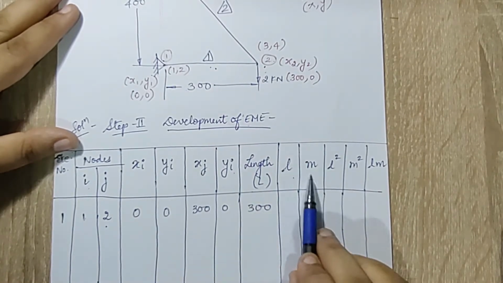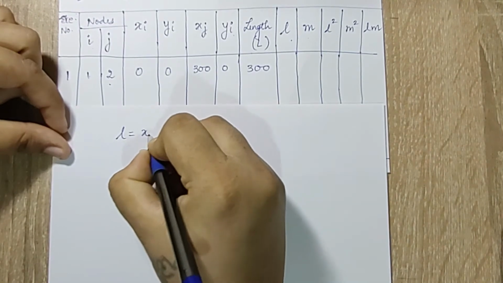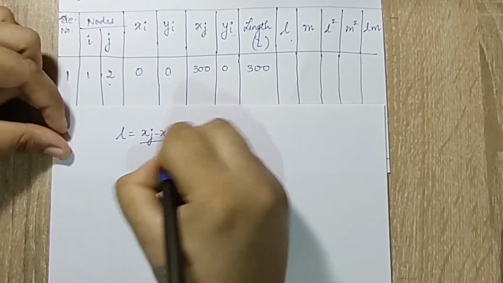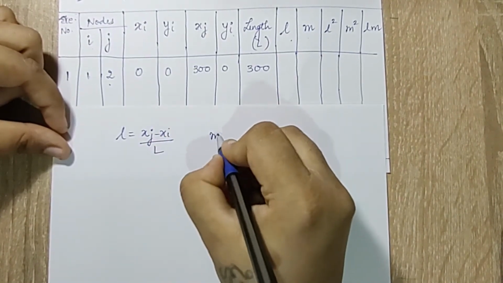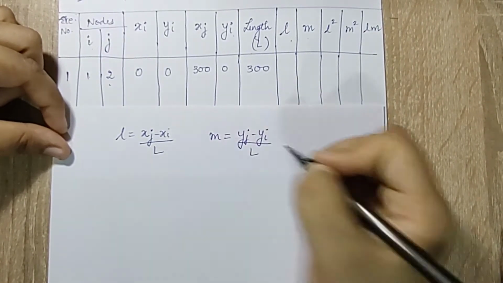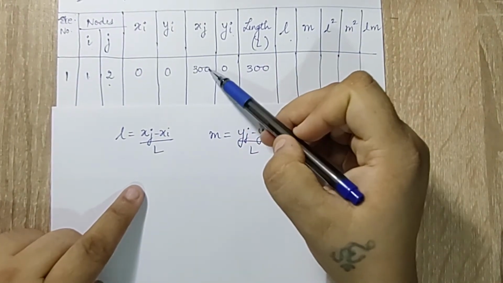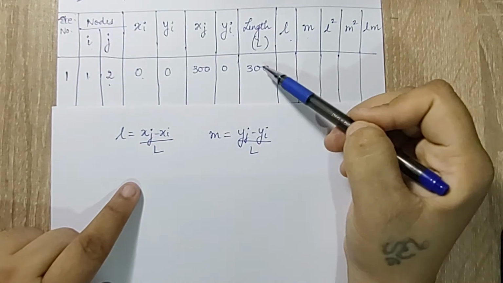Now there are two formulas for calculating l and m. l is given by xj minus xi upon capital L. And m is given by yj minus yi upon capital L. So when I am solving over here l, it will be xj minus xi upon capital L.